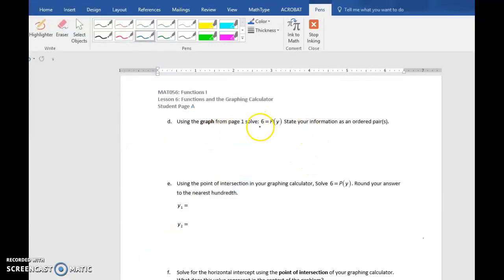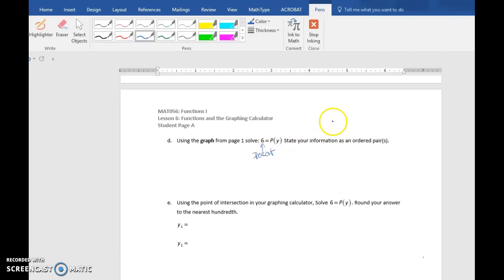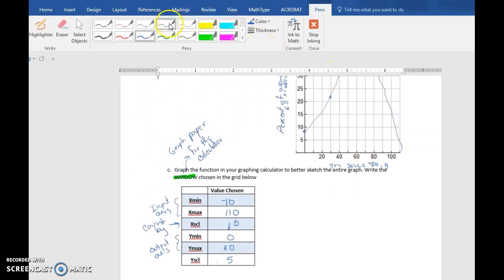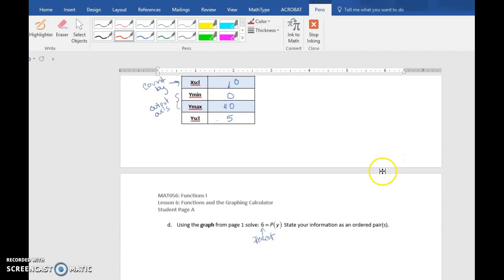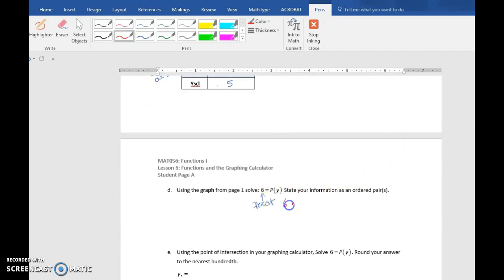So next we want to solve the equation by using the graph when the percent is 6. So we're going to go to the graph and look for the percent of 6, and I'm just going to kind of draw a line through it and see. So it looks like, based on my graph, and yours will be a little bit different depending on how yours is, it looks like my answer might be about 108 years. And so I know that 6 equals P of 108, and it's asking us to write as an ordered pair.